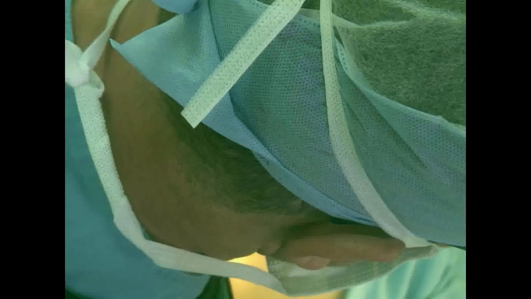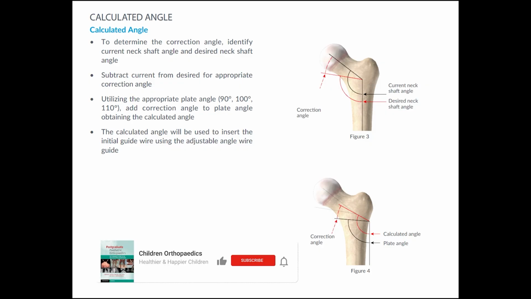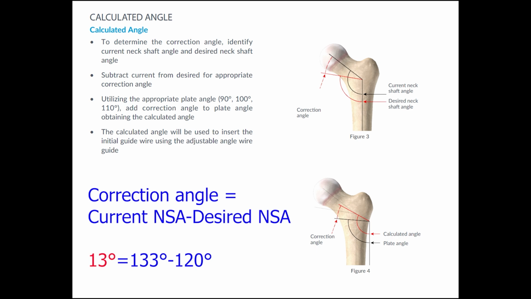Here is a common question to residents or fellows that also appears in the exam: how to achieve the correction you want to achieve. There are two ways, what I call the crazy way or the easy way. The crazy way is to use the calculated angle. First we need to determine the correction angle, which is the difference between the current neck shaft angle and the desired neck shaft angle. We know the current neck shaft angle is 133 degrees and we need to correct it by 13 degrees, so we need to aim for a neck shaft angle of 120 degrees. So the first step is to measure the correction angle, which is the difference between the current and the desired. As we said here, it's going to be 13 degrees.